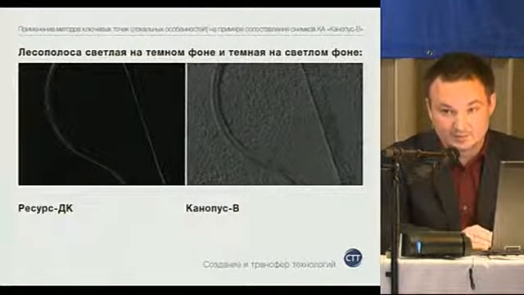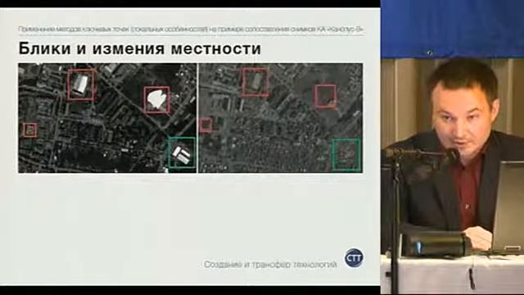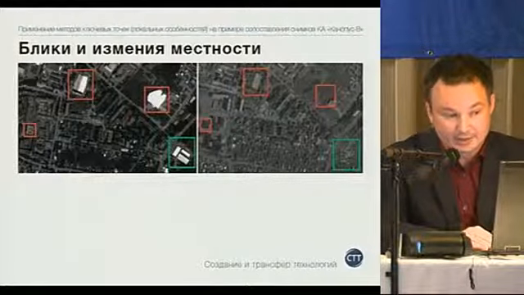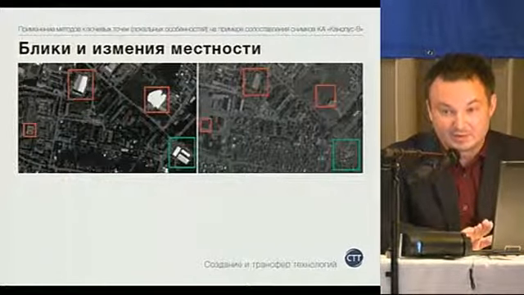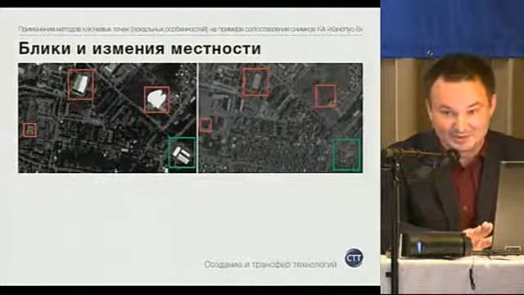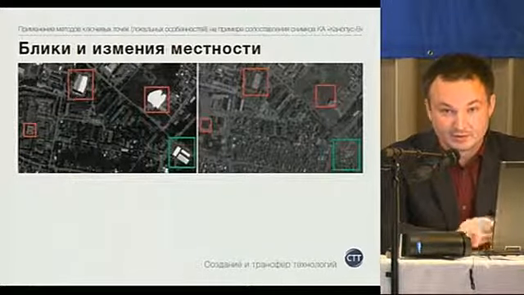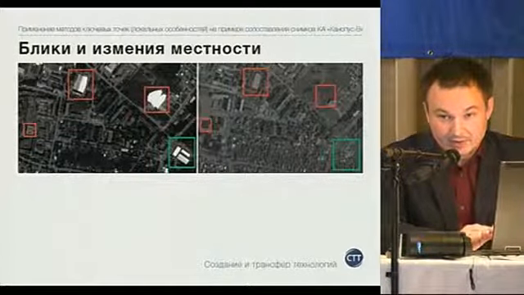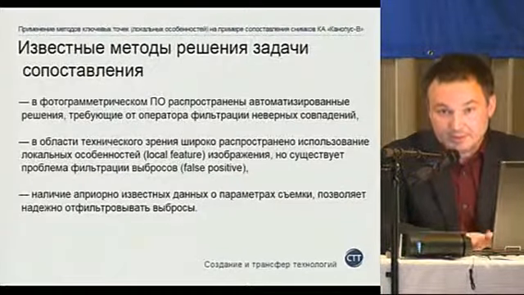The images from Resurs-P and Canopus-V. Here we have a dark strip on a light background and a light strip on a dark background. And here you can see the roofs of houses and ponds and lakes. And it is impossible to see them in another image. And green shows the building which is absent on another image. This example is quite a complicated task for a spatial correlation.